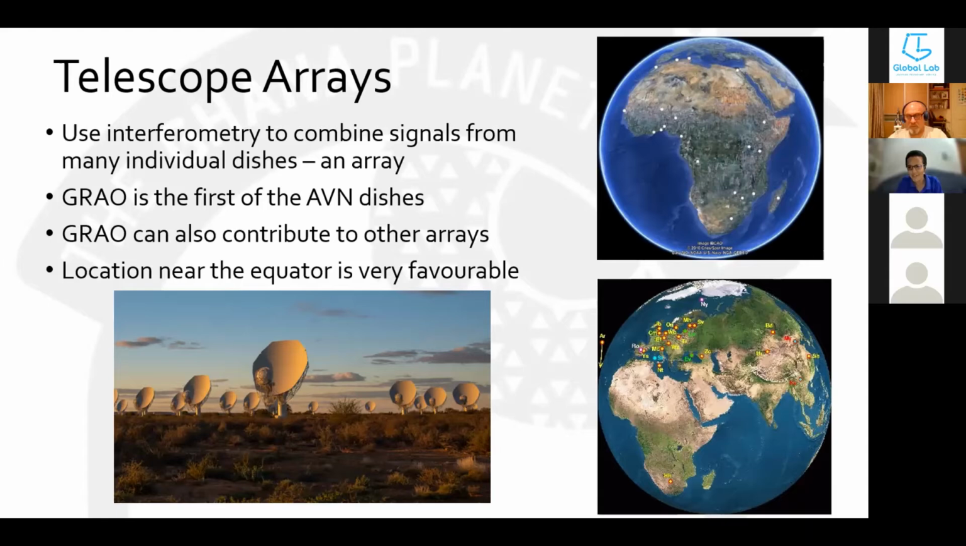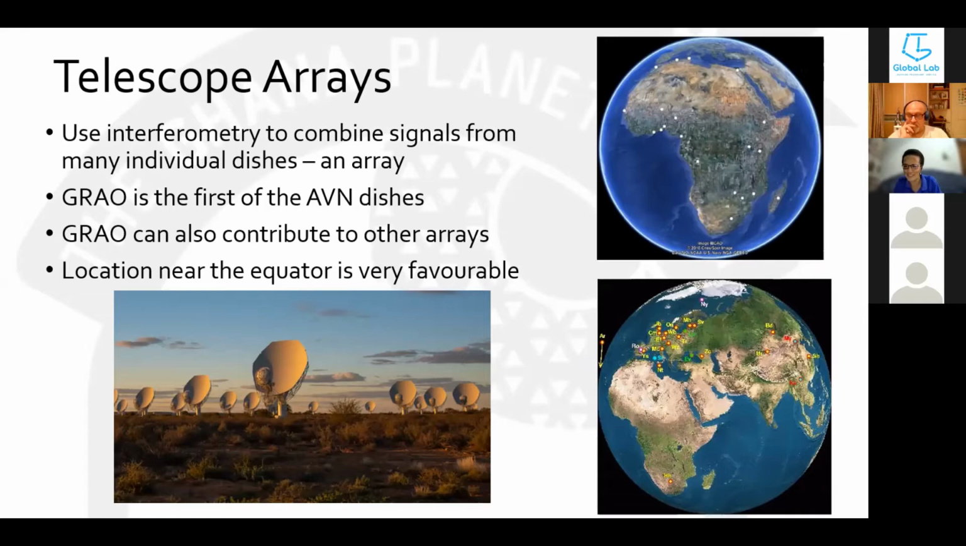So this map up here, I'm not sure how clear it is, but these white dots, this is from a paper that showed, again, these old radio communications antennas, which could be refurbished into telescopes. Now not all of them are actually part of this project, but this is all part of the African VLBI network project. VLBI is very long baseline interferometry. So interferometry is the technique that's used to combine the information from all the individual dishes.